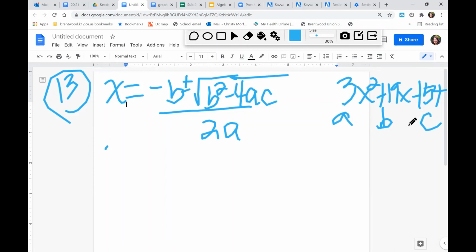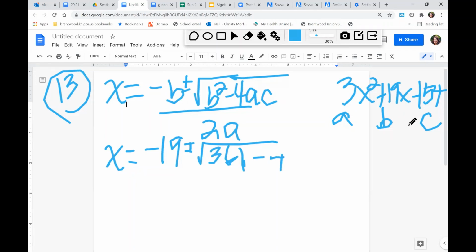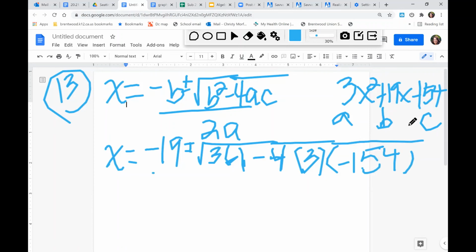So first step, plug and chug. The opposite of b would be negative 19 plus or minus the square root. I know my squares pretty well. 19 squared is 361 minus 4 times a, which is 3, times c, which is negative 154. Oh, this pen. I'm going to have to look for something better over this weekend. And then on the bottom is 2 times a, and a is 3. To save myself all this erasing, I'll just cross stuff out as I go.